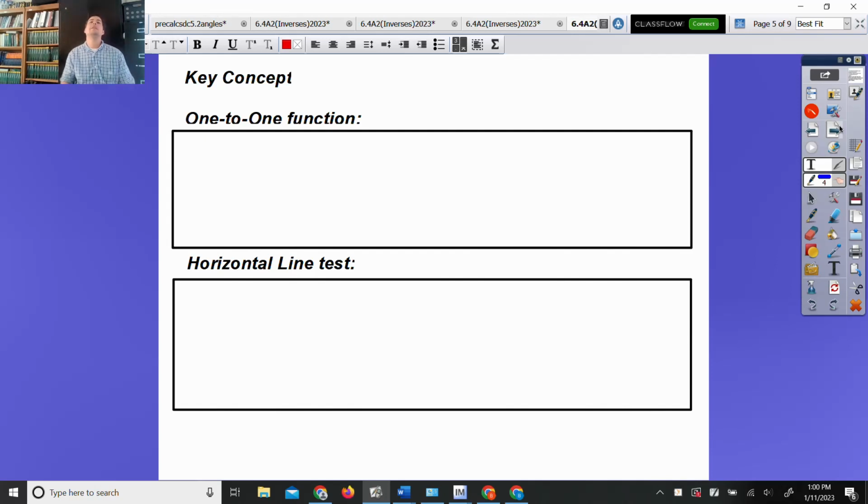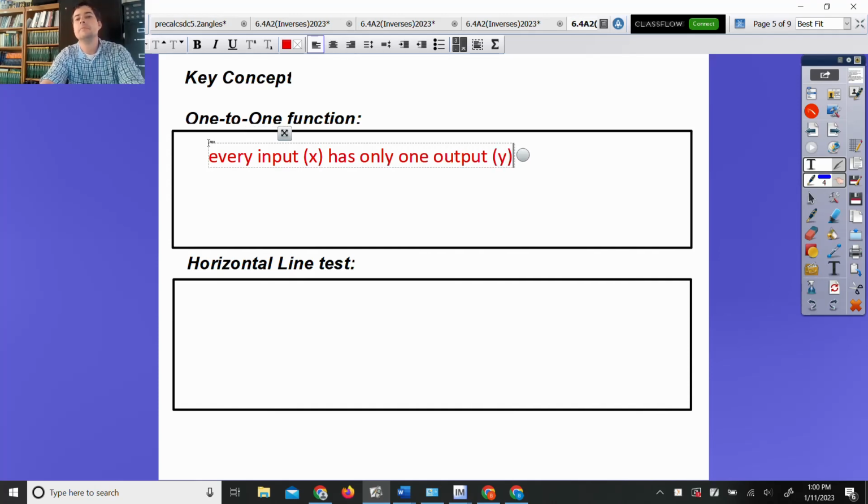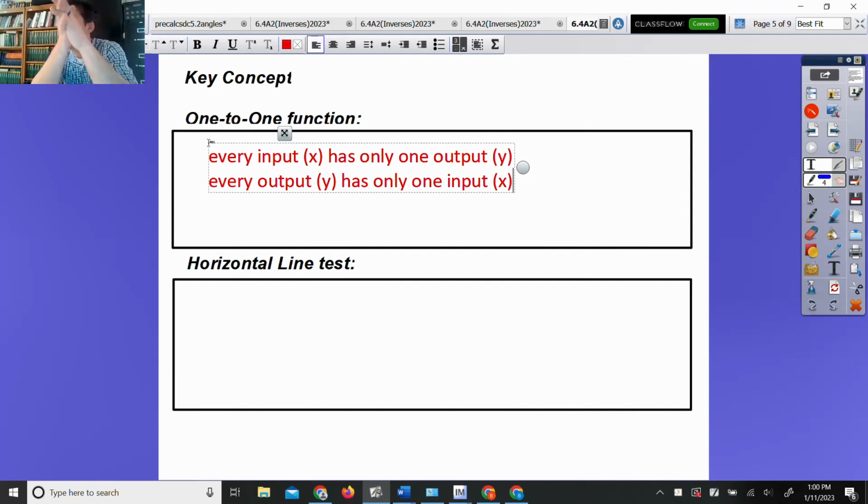A one-to-one function is a really simple rule. Every input x has how much output? Every input x has only one output y, and the vice versa has to be true. What is every output allowed to have? It's only allowed to have one input. So every output y has only one input. That's what a one-to-one function is.